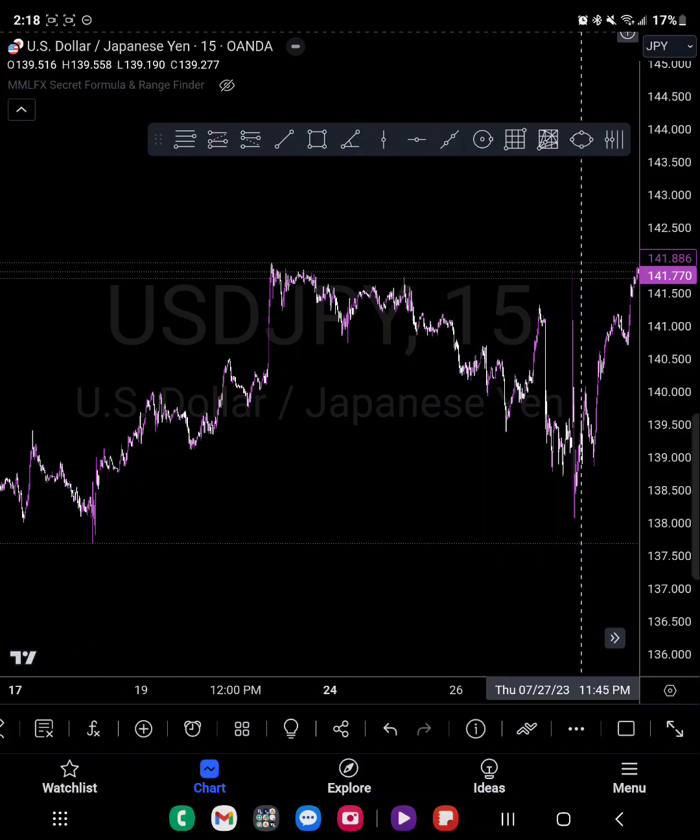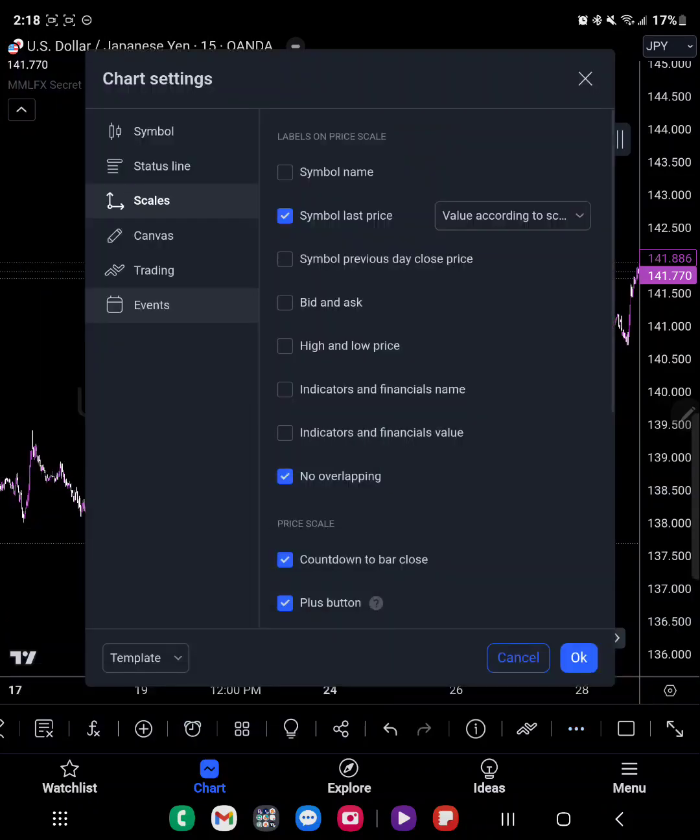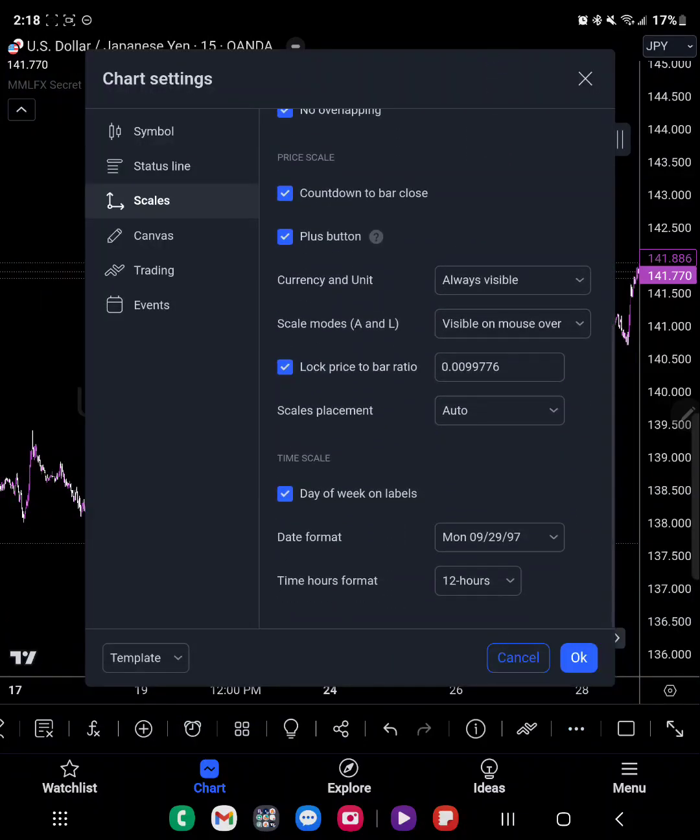Before we even get into anything, I need you to write down these codes. You go to chart settings, you go to scales, scroll down to lock price to bar ratio. This is super important when it comes to geometry on the chart, which is one form of forecasting that I'm going to show you. You type in this number here, and this number only works on the USD JPY on the 15-minute time frame. So I'm giving you guys one code. How this code is found, we'll get into that at another time.